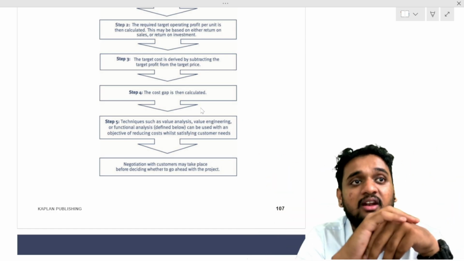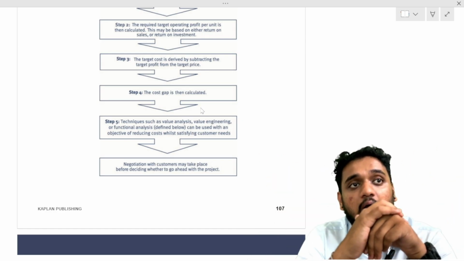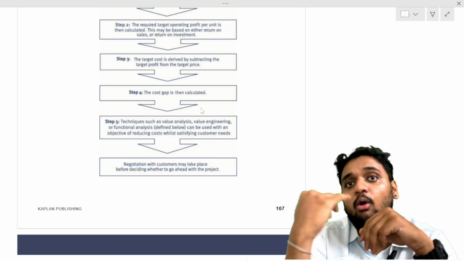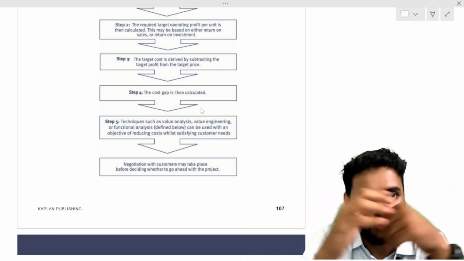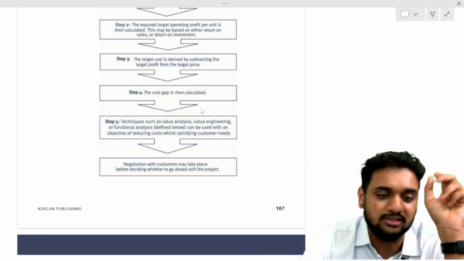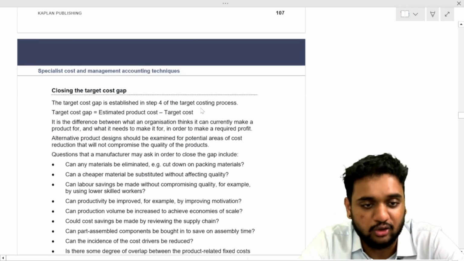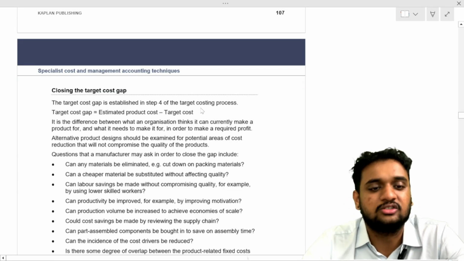You will get a cost gap only when our cost is more than the target cost. If our cost is less than the target cost, there is no cost gap. You are already in a good position. Only when our cost is more than the target cost will the cost gap come into the picture. Understood, all of you? So how can we close the cost gap?